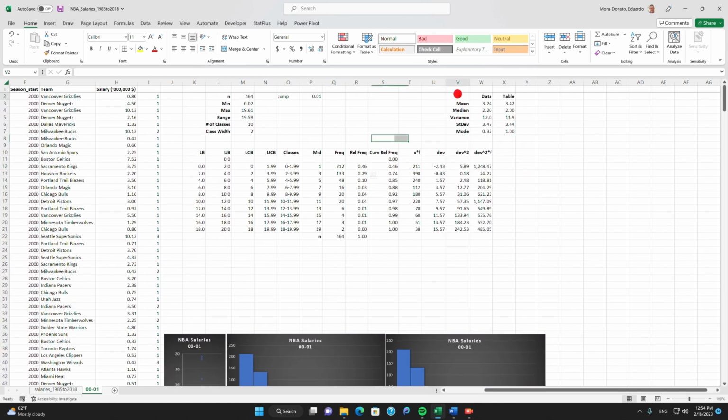So you see, these are the values directly from the data set here, and these are the values from the table. So the important ones, which are the mean, relatively close, the median relatively close, the variance relatively close, and the standard deviation relatively close. So pretty good.